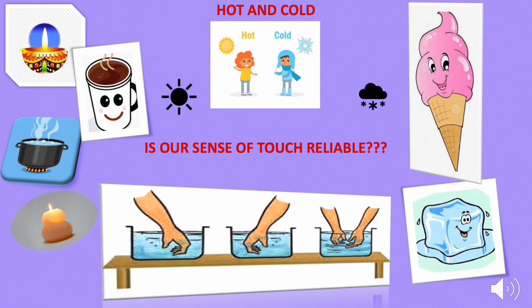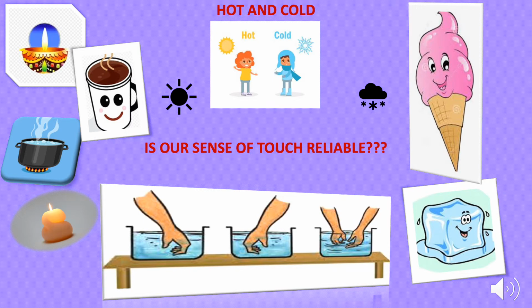So students, in our day-to-day life, we come across a number of objects. Some objects are hot, some are cold, like tea, diya, they all are hot objects. If you talk about ice cream and ice, they are cold objects. So, how do you decide whether the object is hot or cold? Yes, we often decide it by touching the objects.